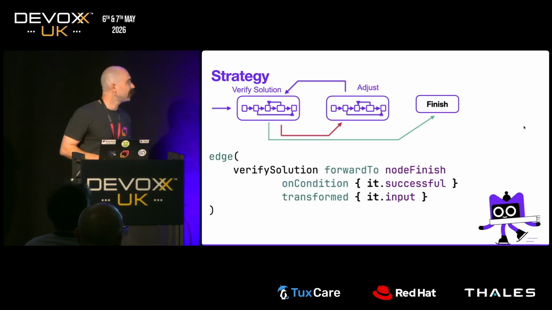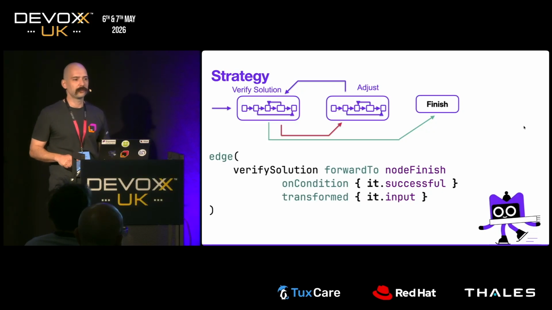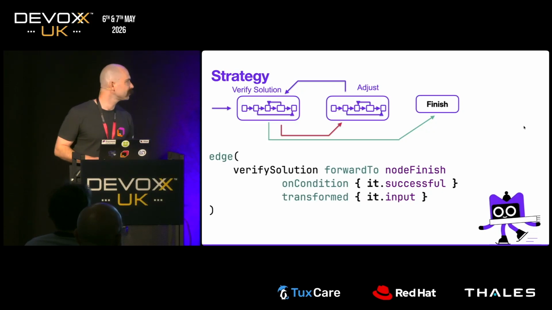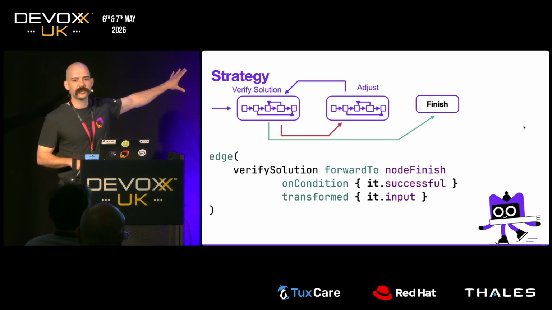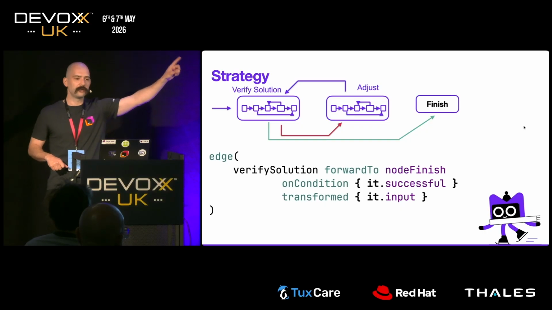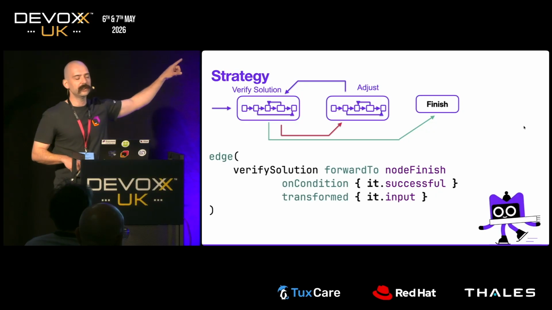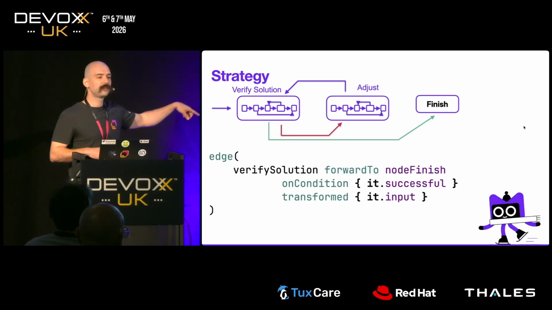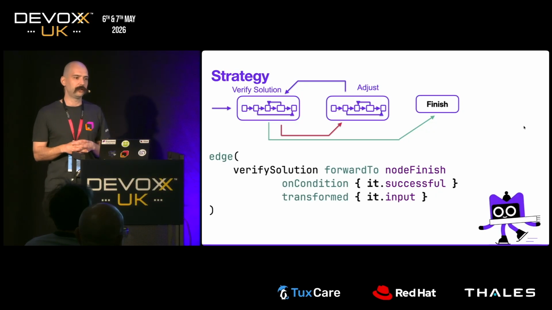And this is what it looks like in Kotlin. So we again get some nice infix syntax, and we say we are going to register an edge, and the edge goes from verify solution forwarding to node finish on the condition that it was successful with the input of the original value.